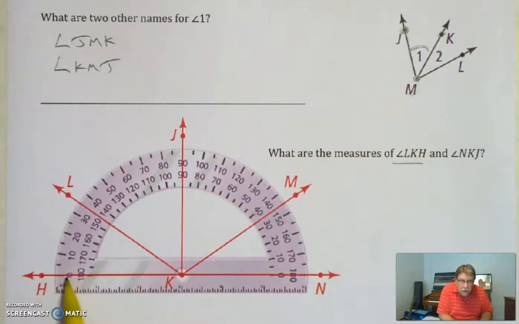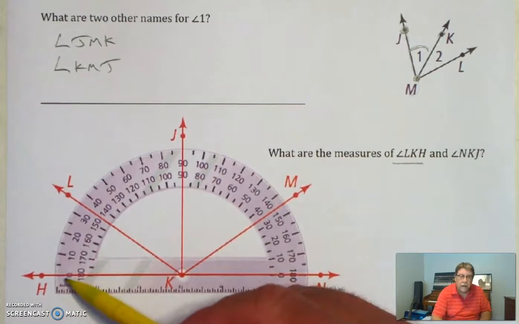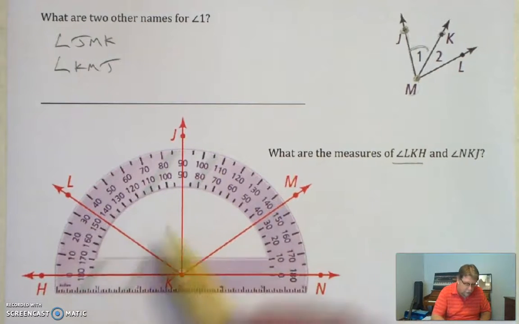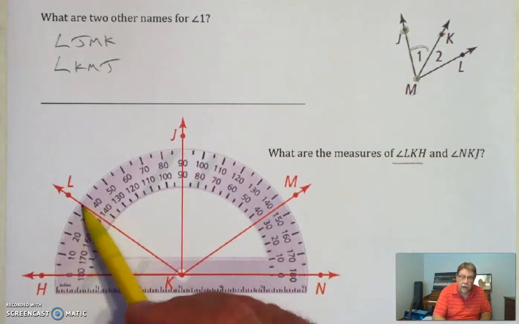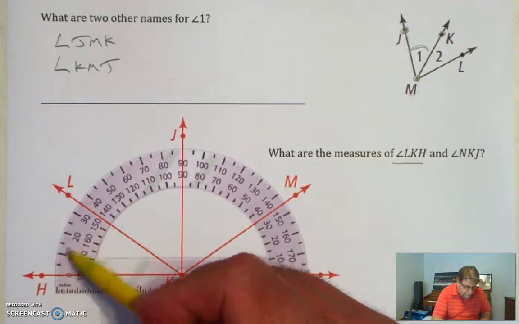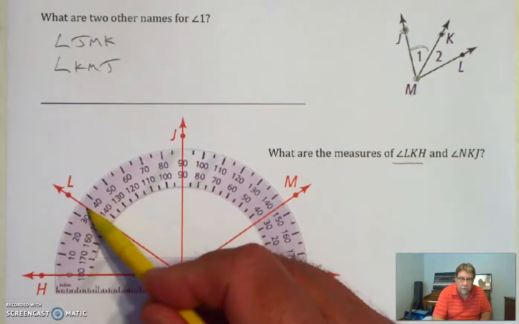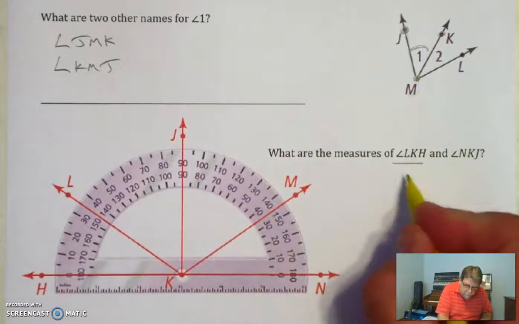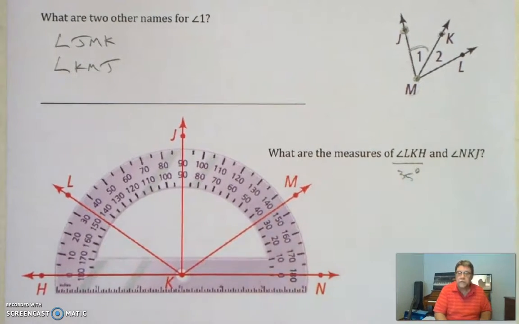So where it starts at 0, we want to use the upper scale because we want to start with the 0, not at the 180. At the 0, and we're going to count up this way. Well, we're only going to go up to where the L line is. So if we look, it's 10, 20, 30, 35. So this measure is 35 degrees. That's how you use a protractor to measure.